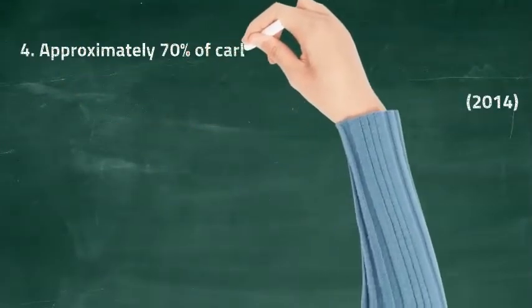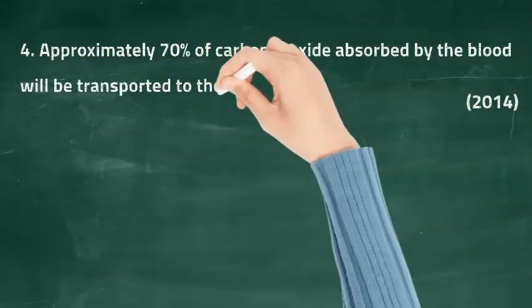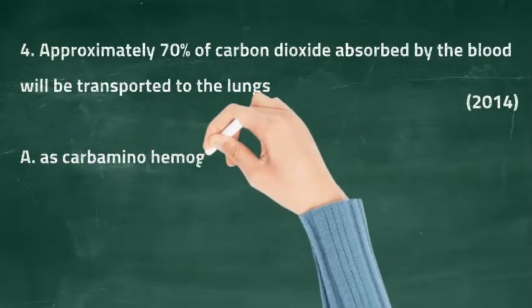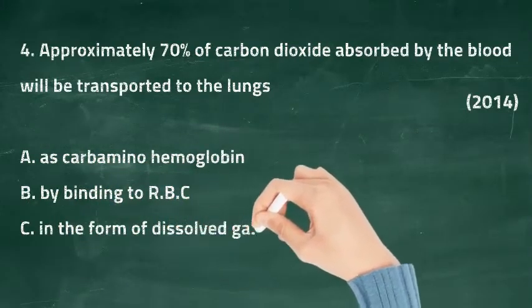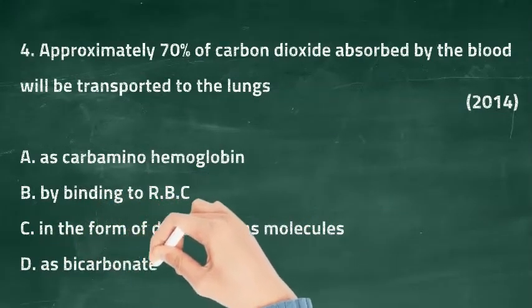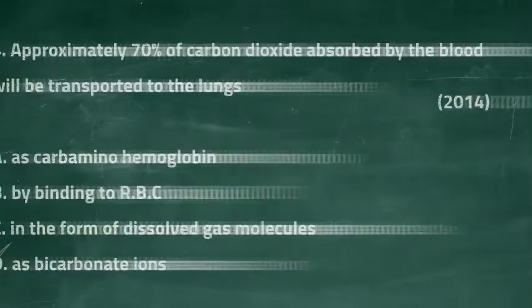Question fourth. Approximately 70% of carbon dioxide absorbed by the blood will be transported to the lungs: option A is as carbaminohemoglobin, option B is by binding to RBC, option C is in the form of dissolved gas molecules, and option D is as bicarbonate ions. So the right answer is option D, as bicarbonate ions.